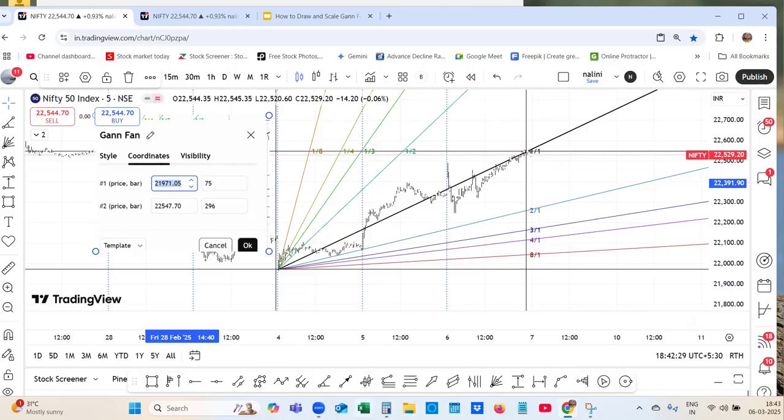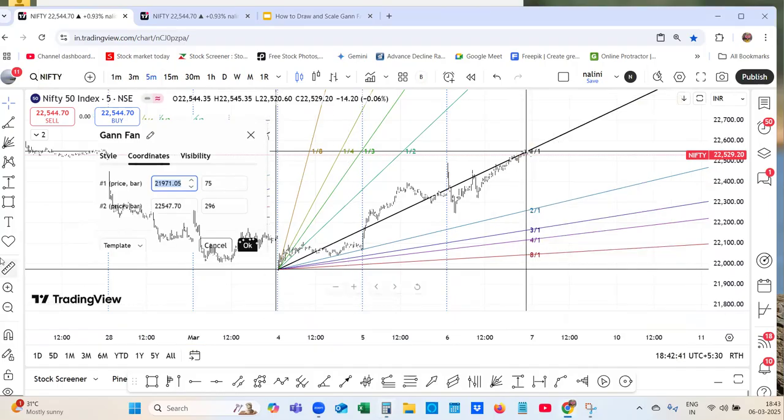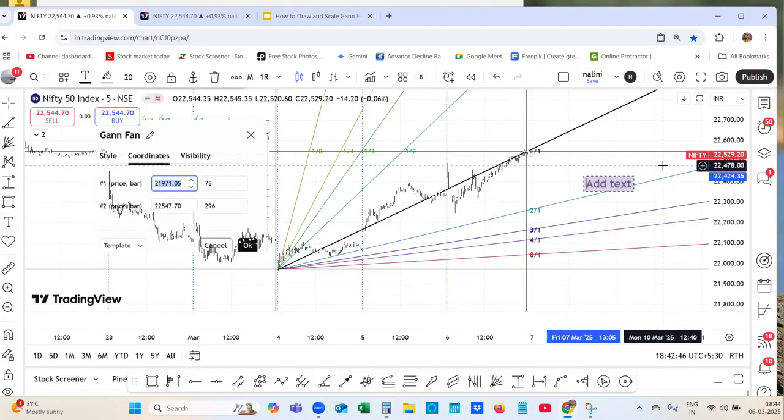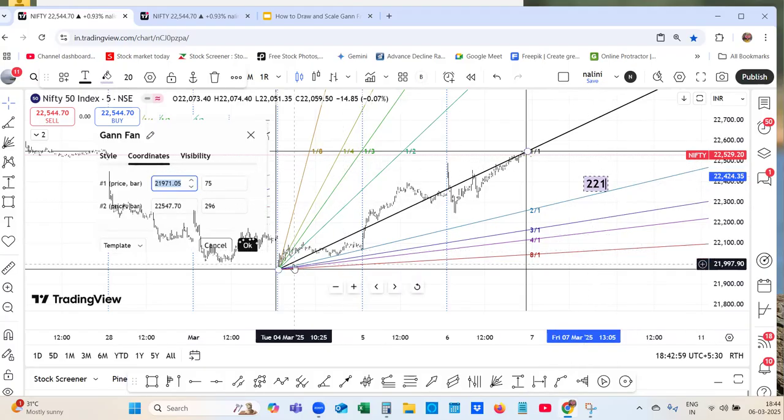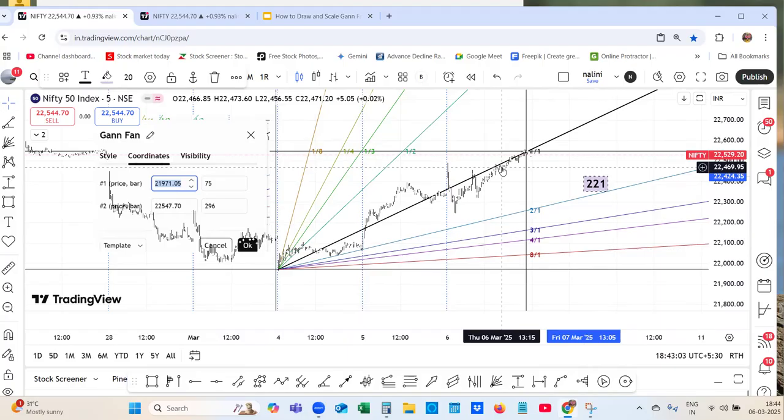So I am feeding it to the calculator. 296 minus 75 is equal to 221. So I am going to write this down. I got the difference of the bars. 221 bars difference is there from this 75 to 296. So exactly 221 bars are present from the low to the high.